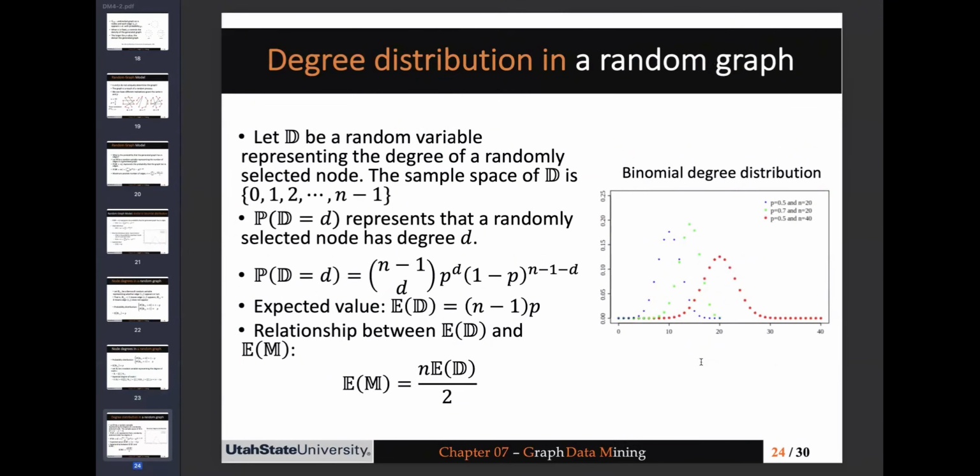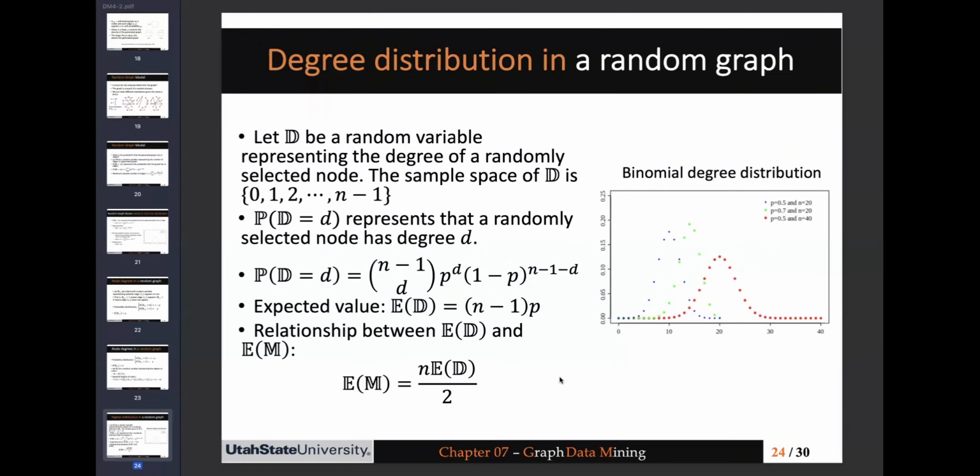And that's because it's the sum of independent Bernoulli trials corresponding to the possible edges. So now this distribution is peaked around the mean, as you can see here, which is the expected value, n minus 1 times p. This behavior is different from what we observe in real-world networks, right? Because in the real world, we saw that the degree distribution often follows a heavy tail, which we also call a power law distribution.